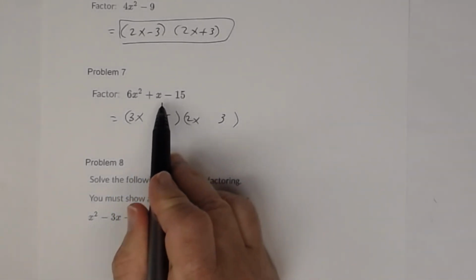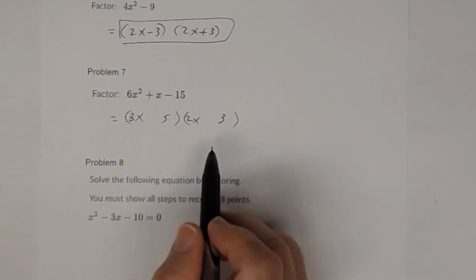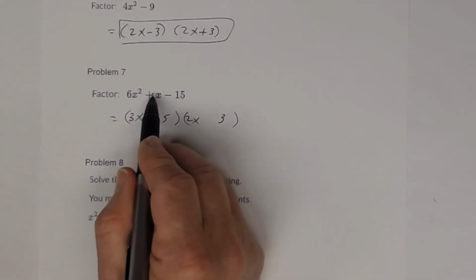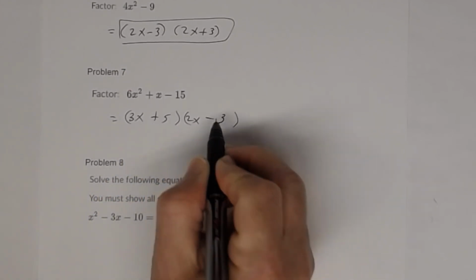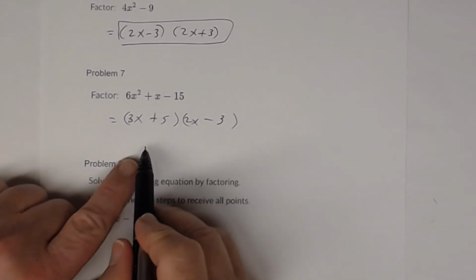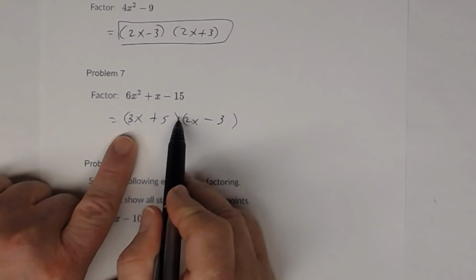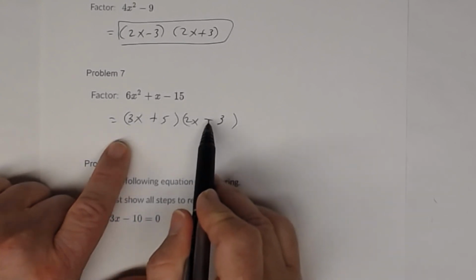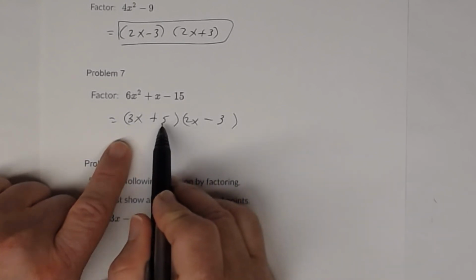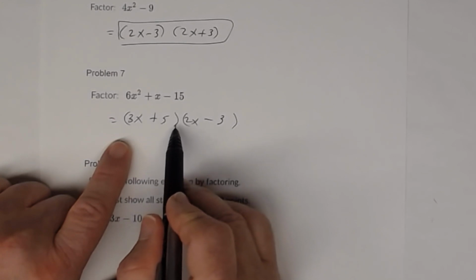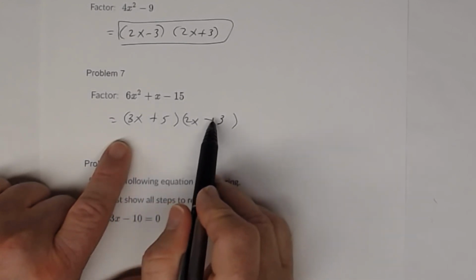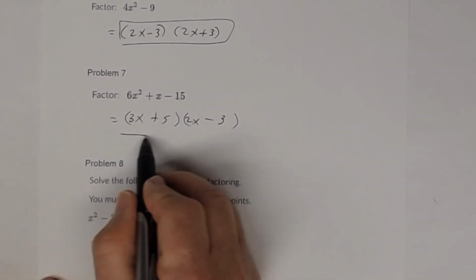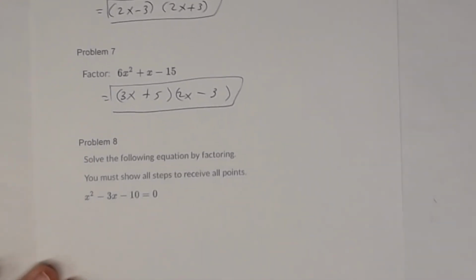The last sign is negative. That means these signs in here are different. And I need the middle sign to be positive. So in order for that to work, this would have to be positive and this would have to be negative. And you can always check. 3x times 2x, 6x squared. The outer is a negative 9x. The inner is a positive 10x. 10x and negative 9x is a positive 1x. And then 5 times negative 3 is a negative 15. So there's the answer to that one.